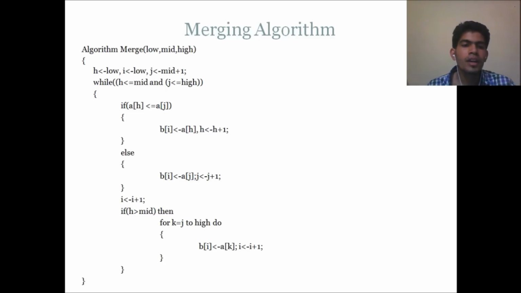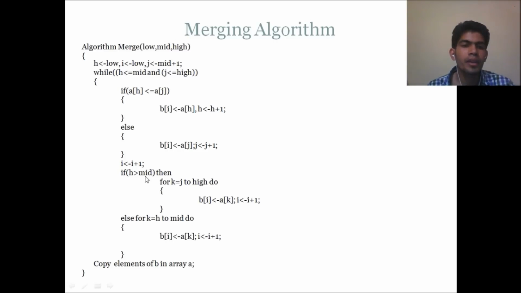Now, if one of the arrays is completely empty and the remaining array has some elements, like if h is greater than mid, this means the second array has some elements remaining. So we copy these elements: for k equal to j to high, do b of i equal to a of k, with i incremented. We are copying the remaining values of the second array. If it doesn't happen, that means the first array has some elements and the second array is completely empty. That happened in the example that we have mentioned. So in this case, we copy the remaining elements into the array b[i] and increment the pointer i.